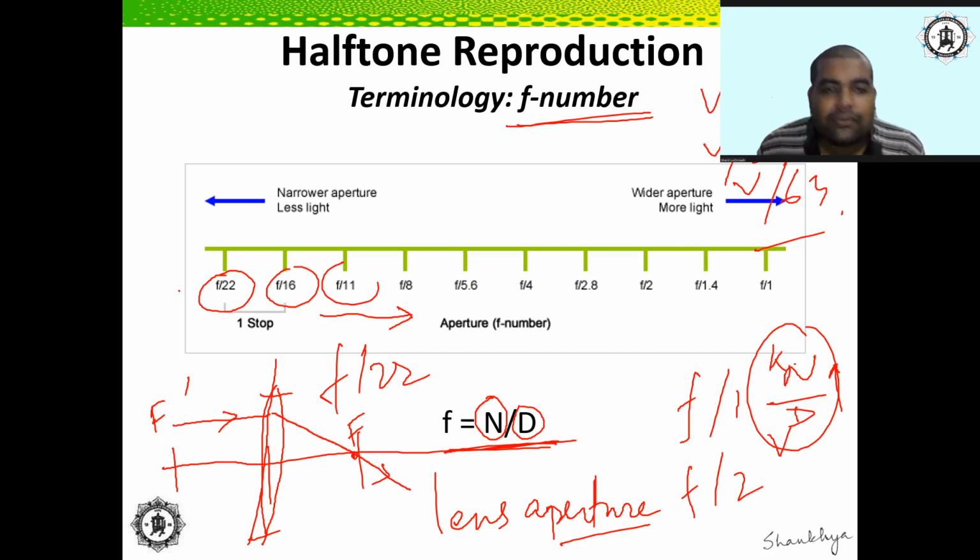So what effect all this is having, later on when we talk about the theories of halftone photography, then you will be able to understand all this. But normally when a greater amount of light enters into the camera, then there is a chance of overexposure.